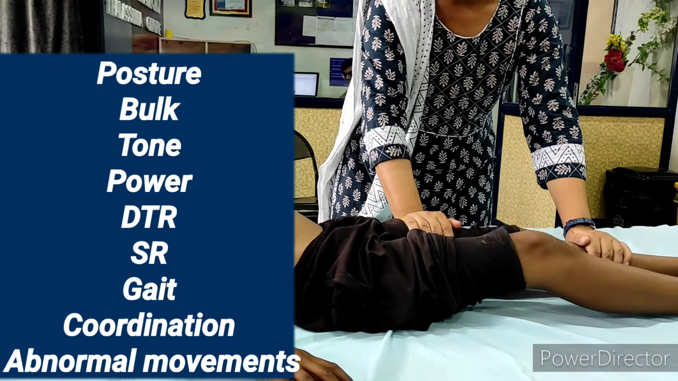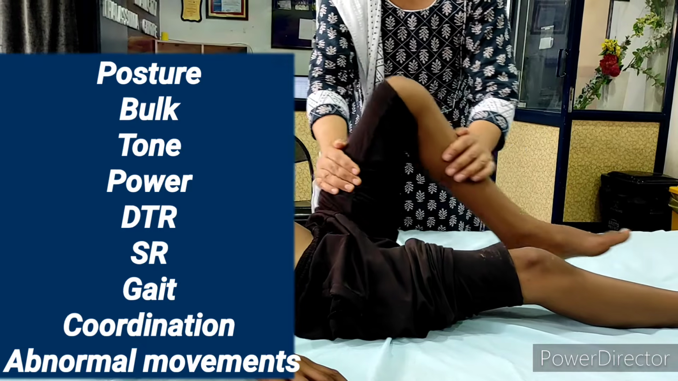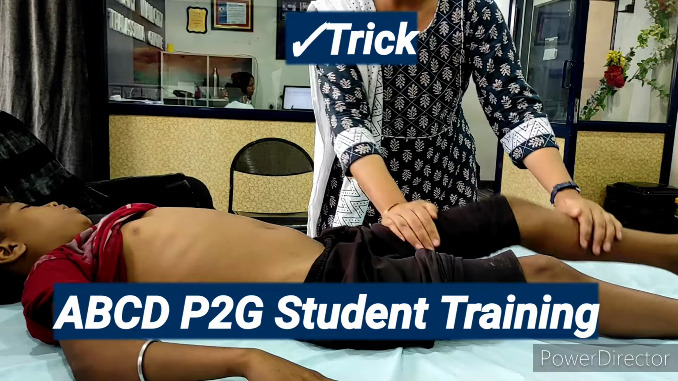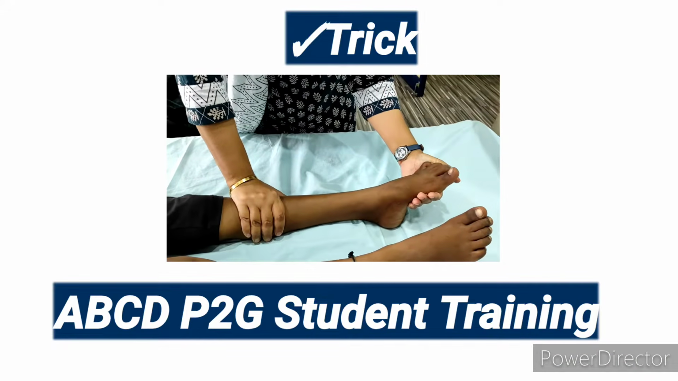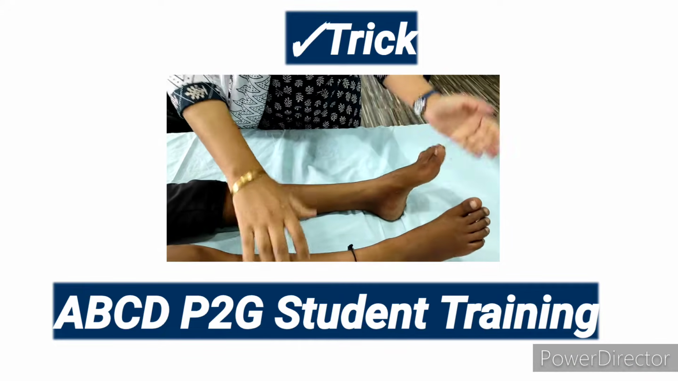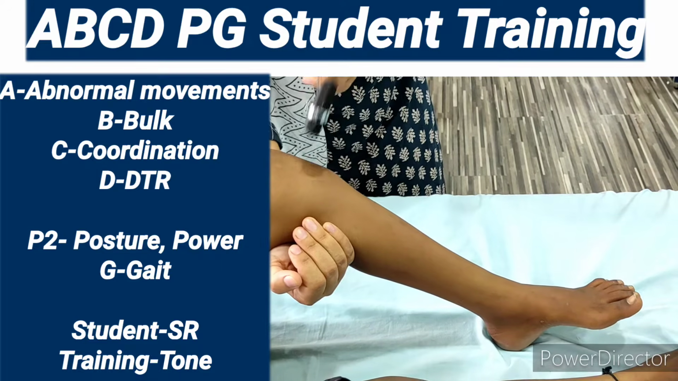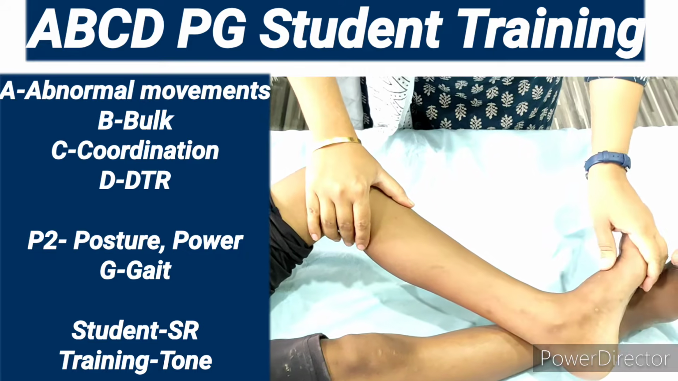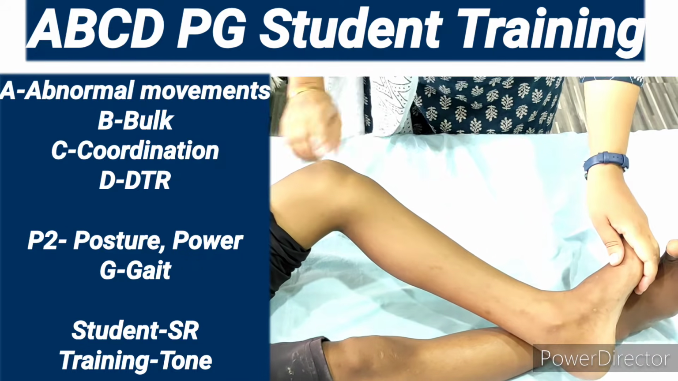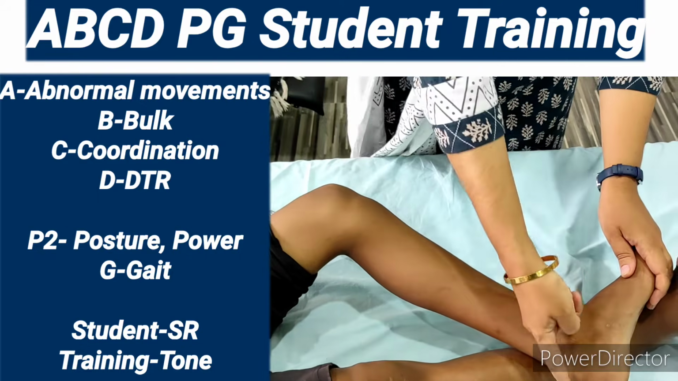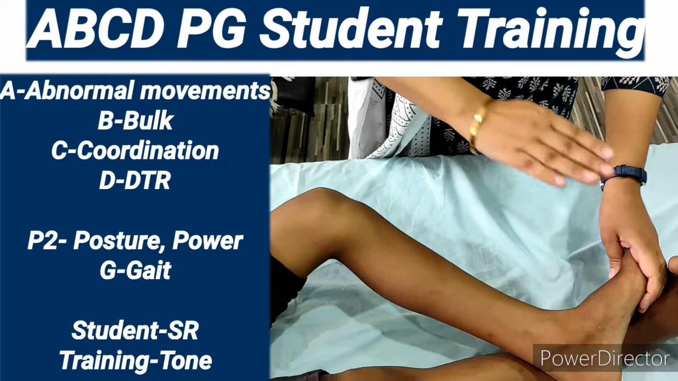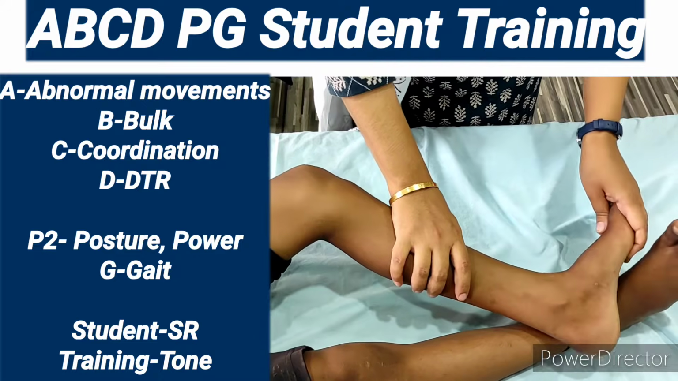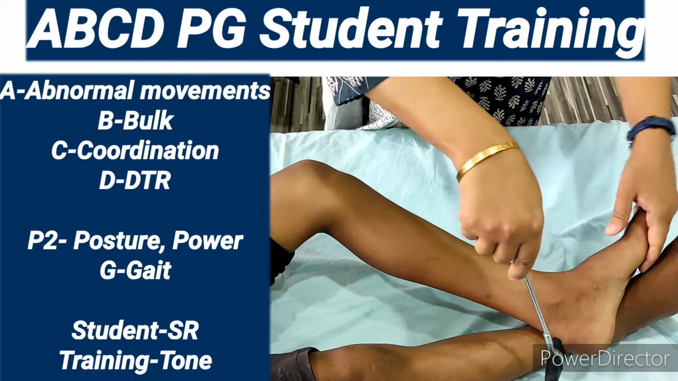Then we have to check whether any abnormal movement is there or not. And to remember all these points, there is a trick: ABCD, PG, student training. So A for any abnormal movement, B for bulk, C for coordination, D for deep tendon reflex, and P, there are two P, posture and the power, and the G for gait, and S for student, superficial reflex, and the T of the training for the tone.